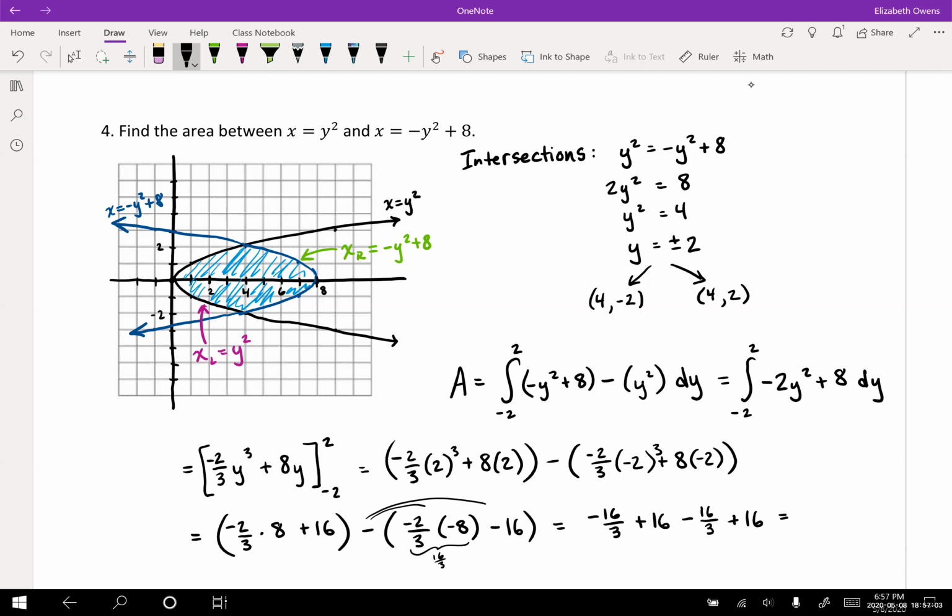So we would have negative 32/3 plus 32. Okay, that's negative 32/3 plus 96/3. And so we would end up getting 64/3 for our area there. 64/3 units squared.